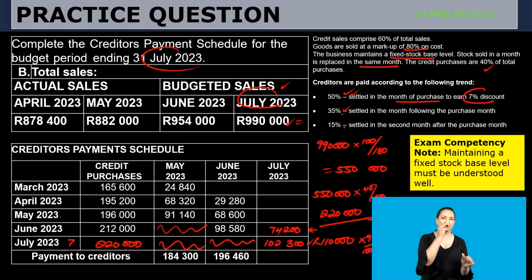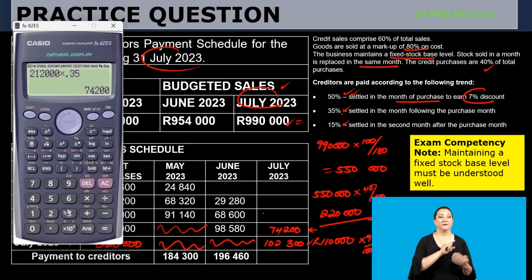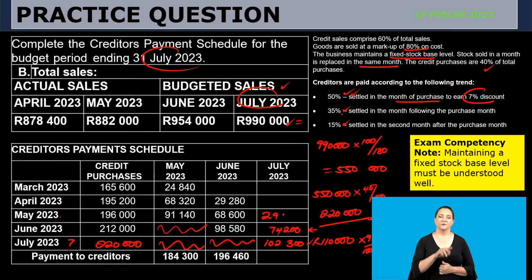And then, if I buy goods in May, I will pay 50% in May, and then I'll pay 35% in June, and then I'll pay 15% in July. So I'll come here, then I'll say 196,000, multiply by 15%. And that is going to give me 29,400. So I'll come up here and I'll get my 29,400. Then I can add all these three to give me my total payments, which is 205,900. And remember, this amount will also appear on the cash budget payments to creditors.